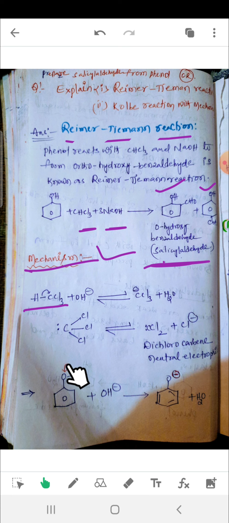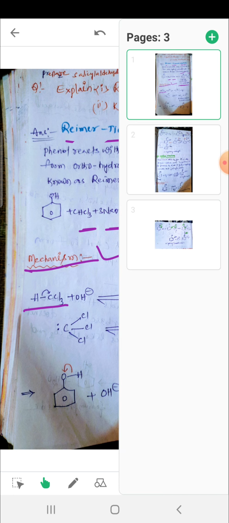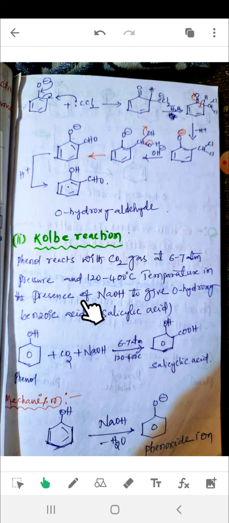Next we are going to look at phenol. Write down phenol, OH is there. Phenol treated with OH minus: H plus is removed, and H plus with OH minus gives H2O, so the phenoxide ion is formed. Next in the mechanism, the phenoxide ion reacts with the dichlorocarbene. In the phenoxide ion, the lone pairs come to this side and the electrons move, forming a negative charge. This negative charge reacts with the neutral electrophile.